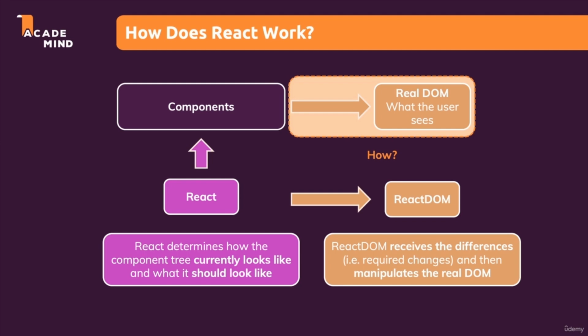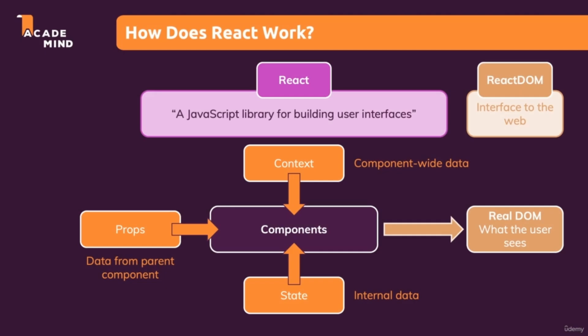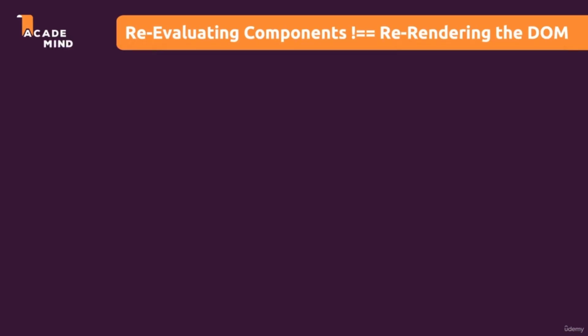And related to that, there's one important thing to note. Throughout this course, I often said that React would rerun a component function, that it would re-evaluate a component. And indeed, as I mentioned before, whenever state, props, or context of a component changes, that component function is re-executed. That component is re-evaluated by React. But it is worth noting that re-evaluating a component is not the same as re-rendering the DOM. So just because a component function is re-executed by React does not mean that the respective part of the actual real DOM is re-rendered or re-evaluated.